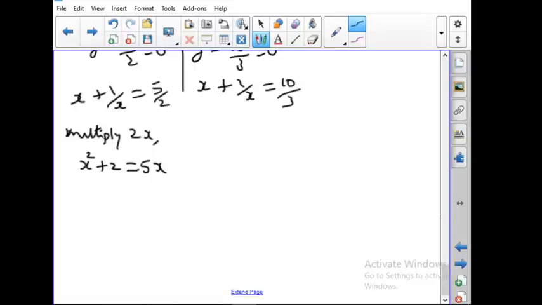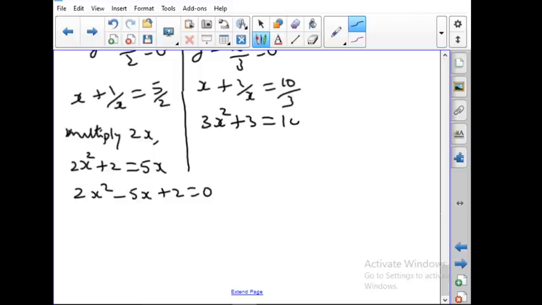So we get 2x square plus 2 is equal to 5x, so 2x square minus 5x plus 2 is equal to 0. Similarly here, multiply throughout by 3x. So 3x square plus 3 is equal to 10x. So 3x square minus 10x plus 3 is equal to 0.